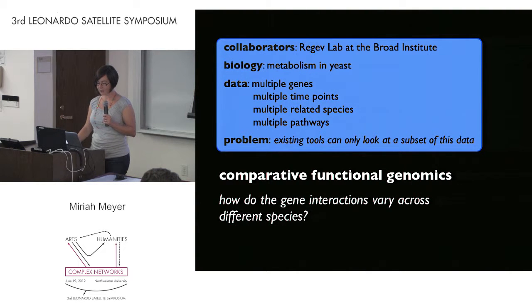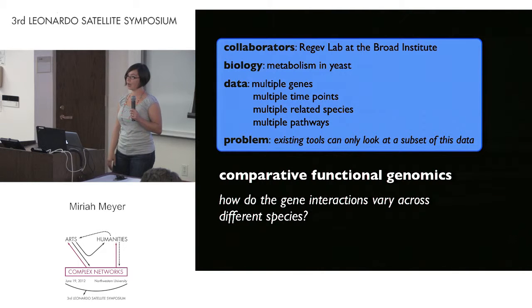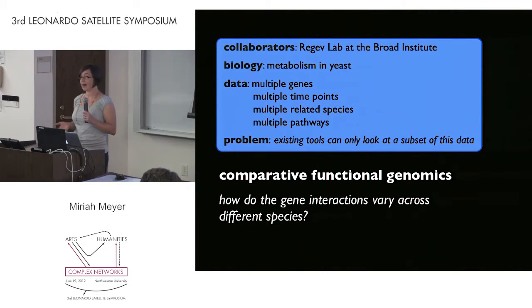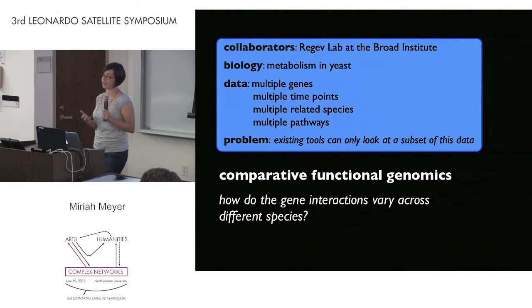So the problem they had was that existing tools can only look at a subset of this data at a time. And so the goal we had in designing Pathline was to create an integrative system that would allow them to explore all this data together in context.